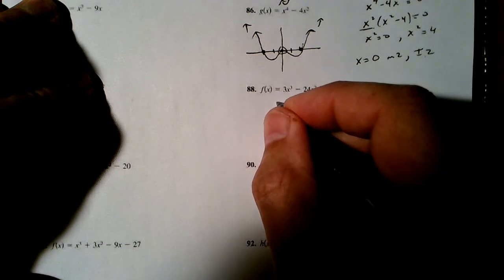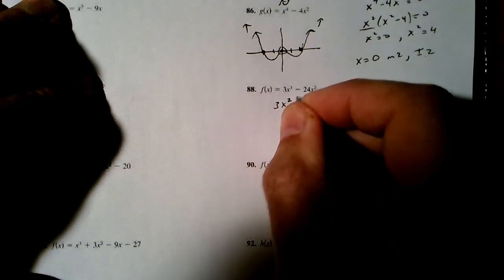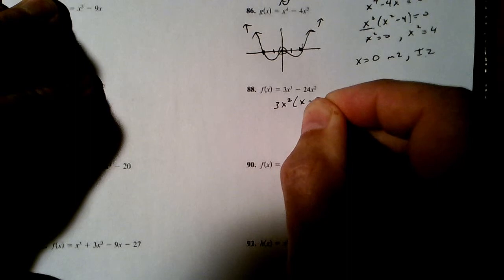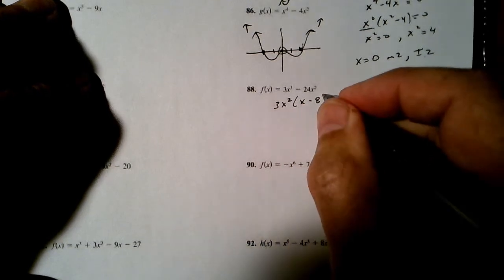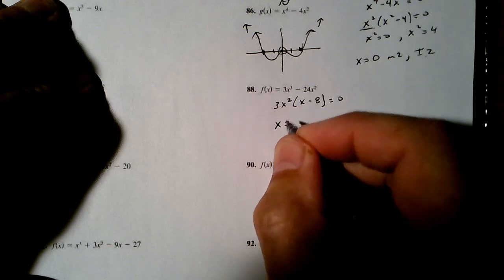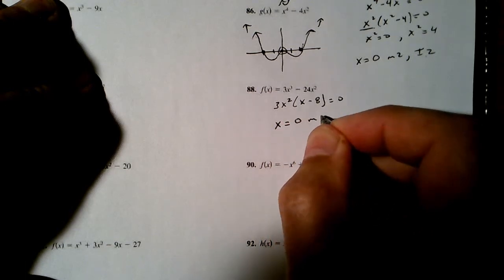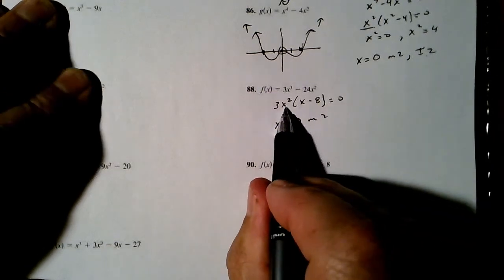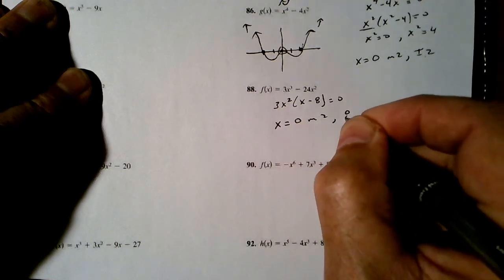Okay, so let's go 3x squared times x minus 8 equals 0. So x equals 0, multiplicity 2, it's a double, or x equals 8.